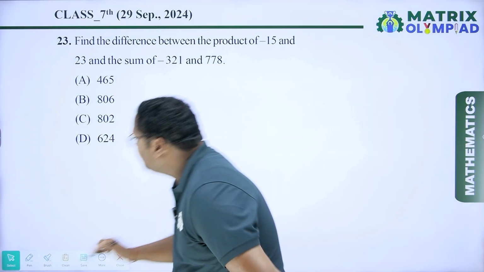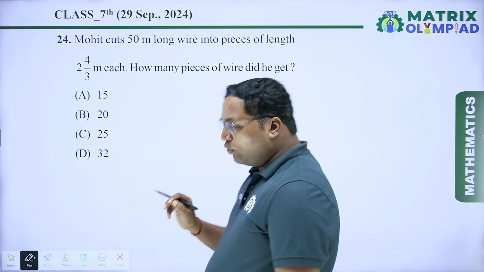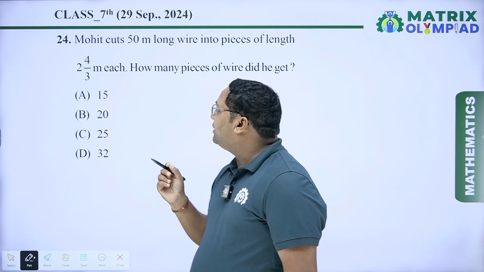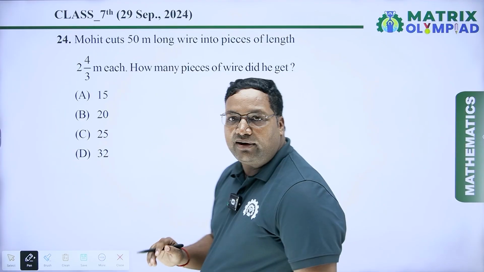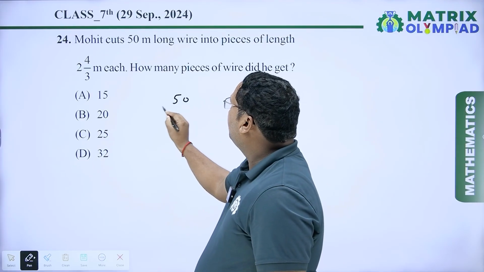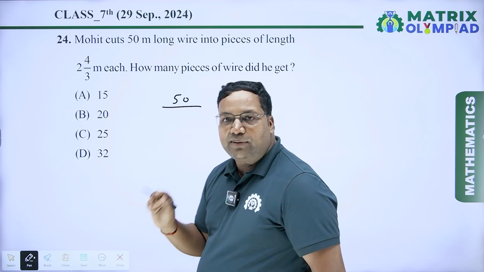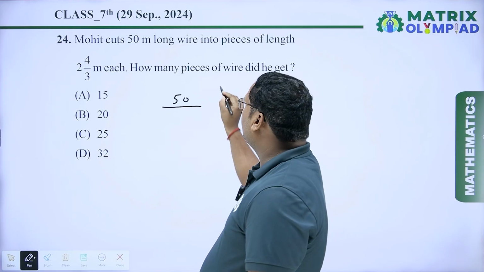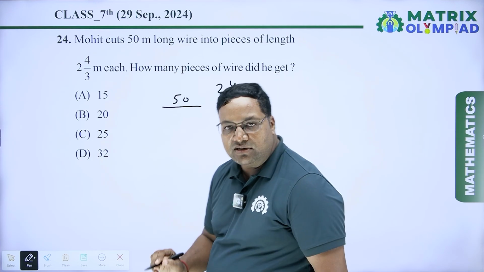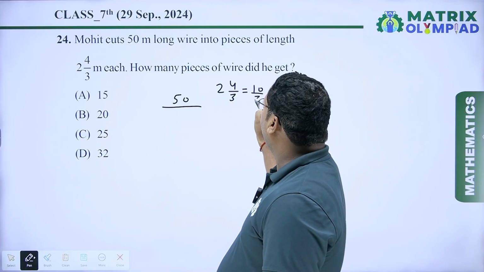Coming to the next question. Question number 24. Mohit cuts 50-meter long wire into pieces of length 2 and 4 by 3 meter each. How many pieces of wire did he get? So the total length of wire is 50 meter, and Mohit cut into 2 and 4 by 3 meter each. So first of all, we have to convert this mixed fraction into an improper fraction. So we will get 3 twos are 6, 6 plus 4, 10, 10 divided by 3.